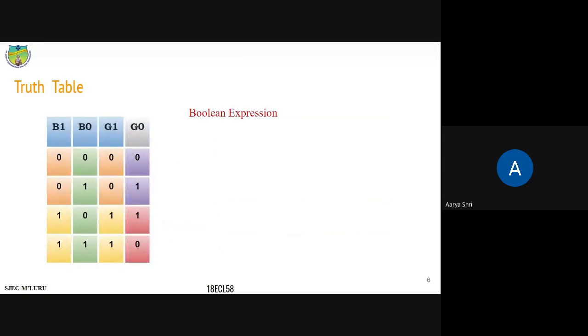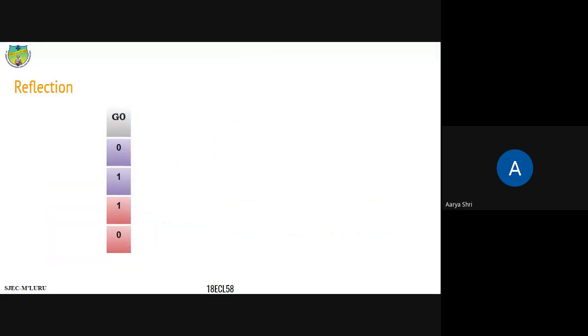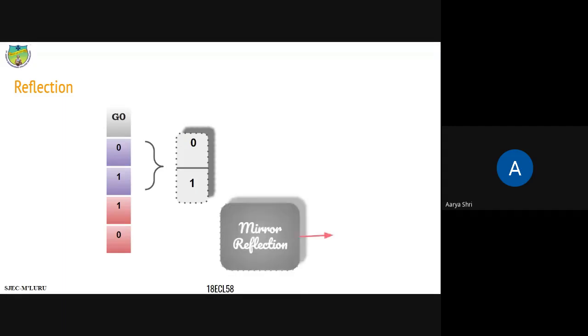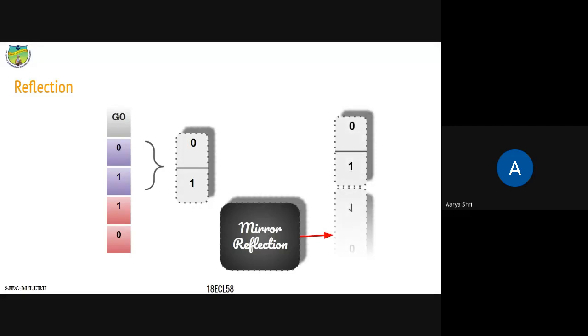Now, let us consider the bit G0. You can see two different blocks here with two different colors. The first block has the values 0 and 1. And the next block, the lower block, is just the mirror reflection of the first block. That is, the lower block is 1 and 0. Hence, this gray code is also known as reflected binary code.